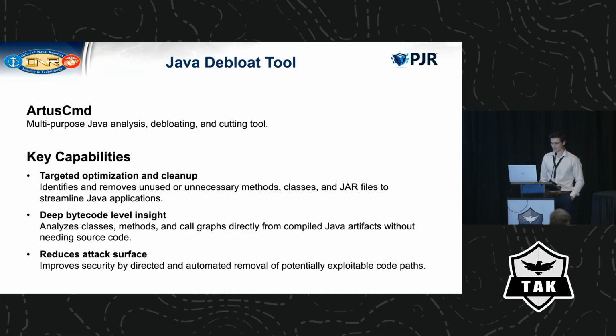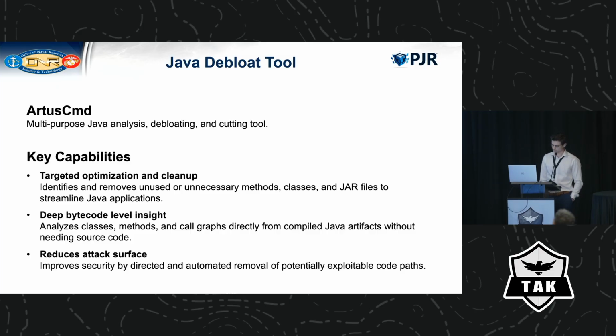So to go into more detail on our specific Java debloating tool, which we call Artist Command, it's a multi-purpose Java analysis, debloating and cutting tool. Some of the key features within Artist Command is that it starts off as an analysis tool, with the objective of modeling both the JVM, or what's called the Java Virtual Machine, as well as the behavior of the application. The behavior of the application means the execution pathway of how the application executes through all the different features that it has.